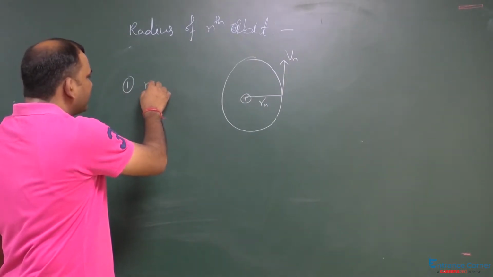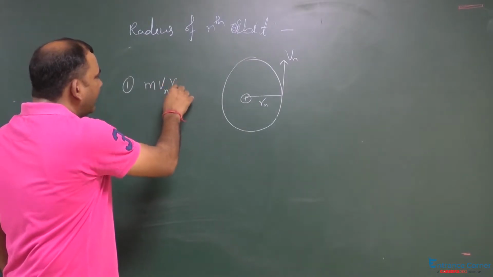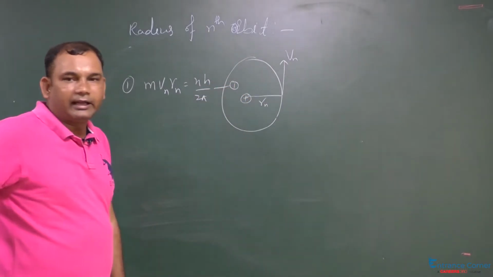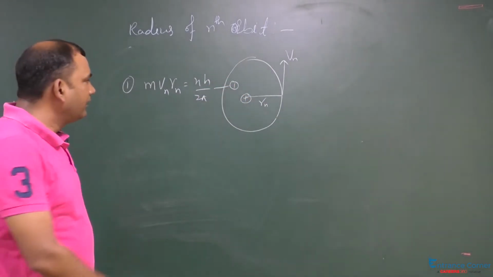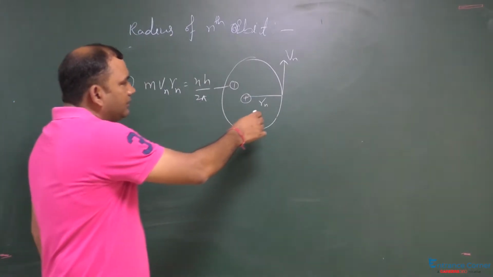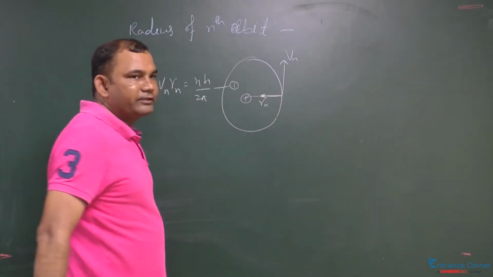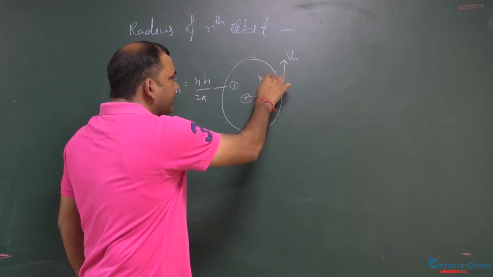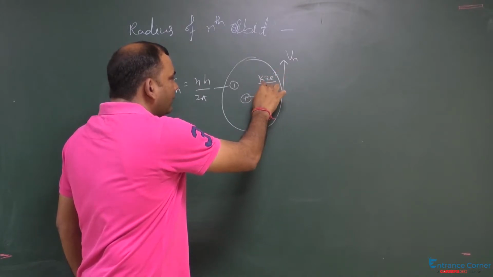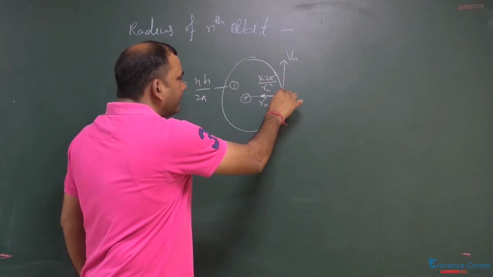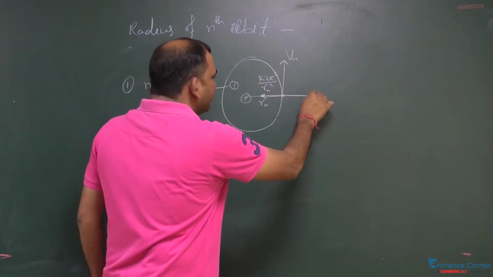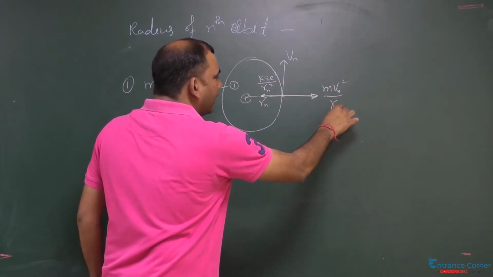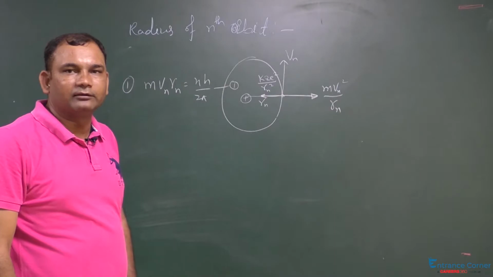Bohr's quantization principle says that m Vn Rn must be equal to nh upon 2 pi. We assign it as equation number 1, right. Now, what is the electrostatic force which is acting towards the center always? That is equal to k Z e square upon rn square, and it is balanced by the centripetal force that is equal to m vn square upon rn, m v square by r, right.